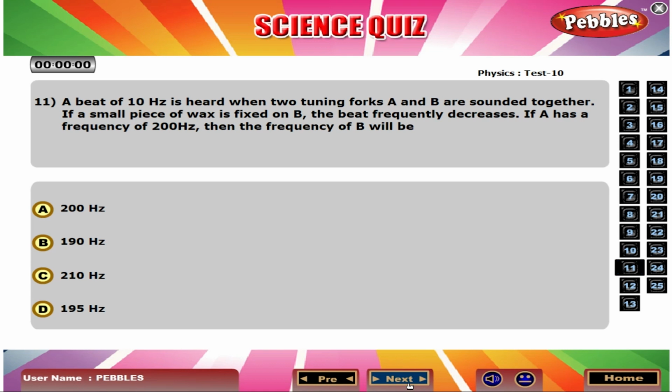A beat of 10 Hz is heard when two tuning forks A and B are sounded together. If a small piece of wax is fixed on B, the beat frequency decreases. If A has a frequency of 200 Hz, then the frequency of B will be C. 210 Hz.